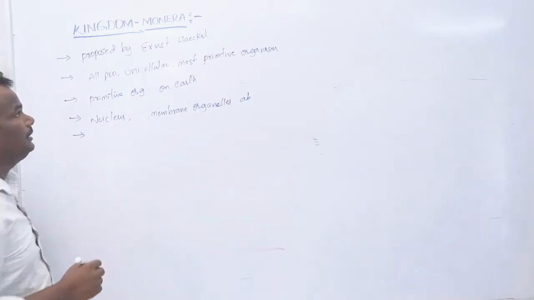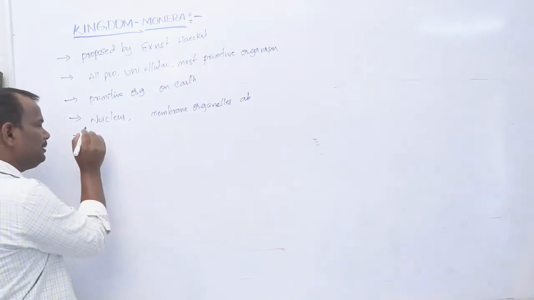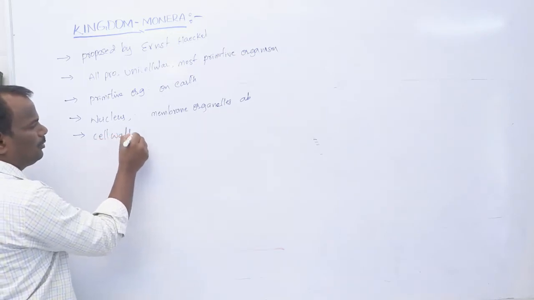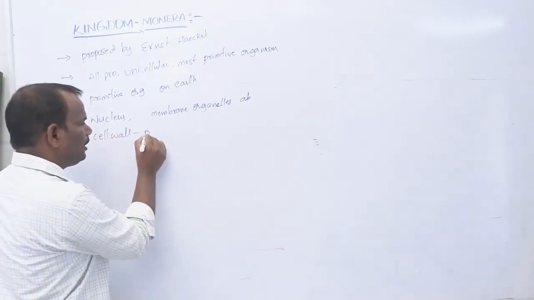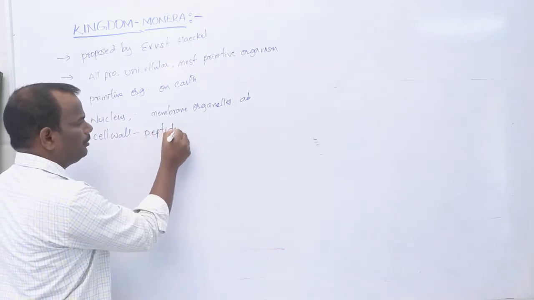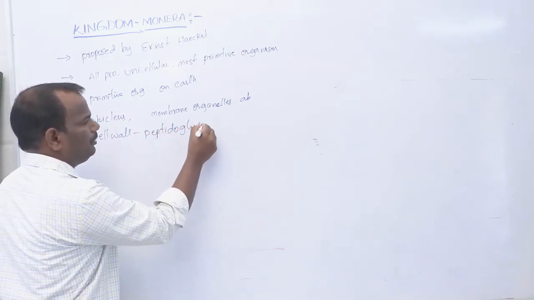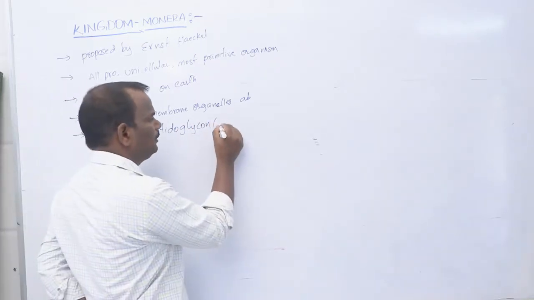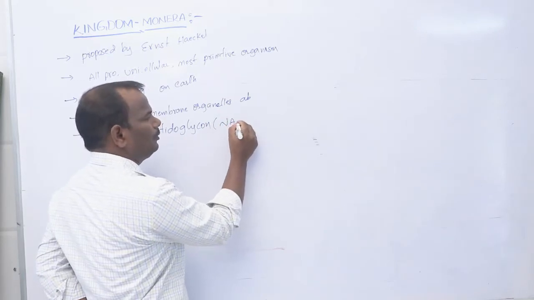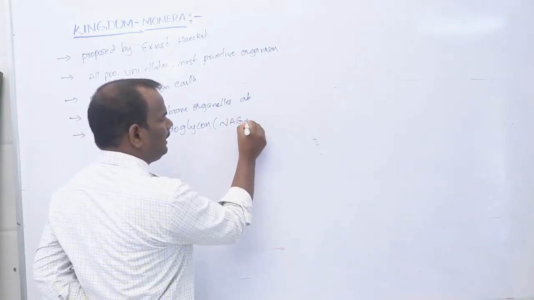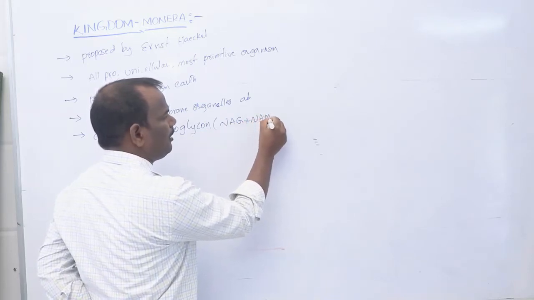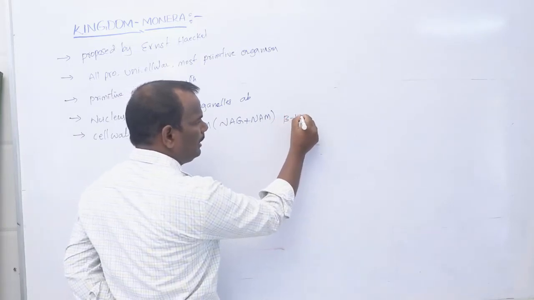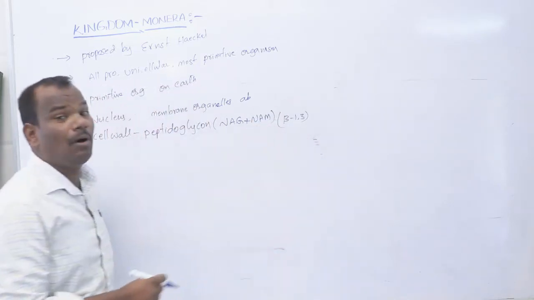These Monera organisms have a cell wall made of peptidoglycan. The peptidoglycan is made by two compounds, N-acetyl glucosamine plus N-acetyl muramic acid, joined by beta 1,4 glycosidic bonds.